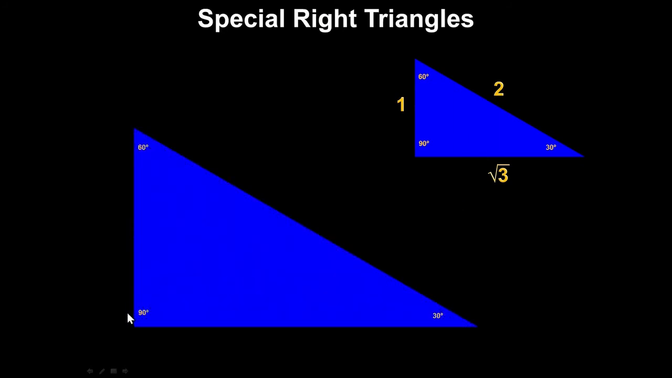So if we had one twice as big, here, here, and there, in general, whatever this is, the hypotenuse is twice that, and the medium length side here is going to be the shortest side times the square root of 3.